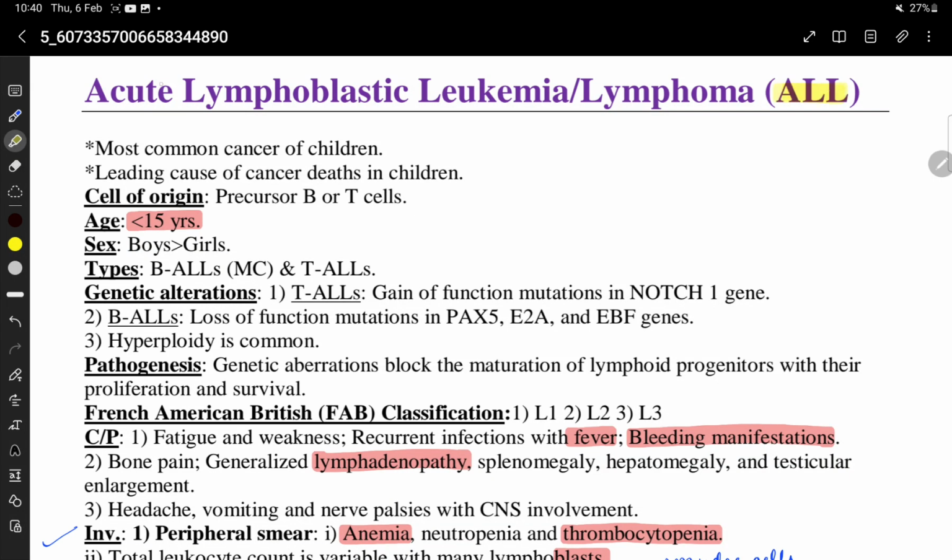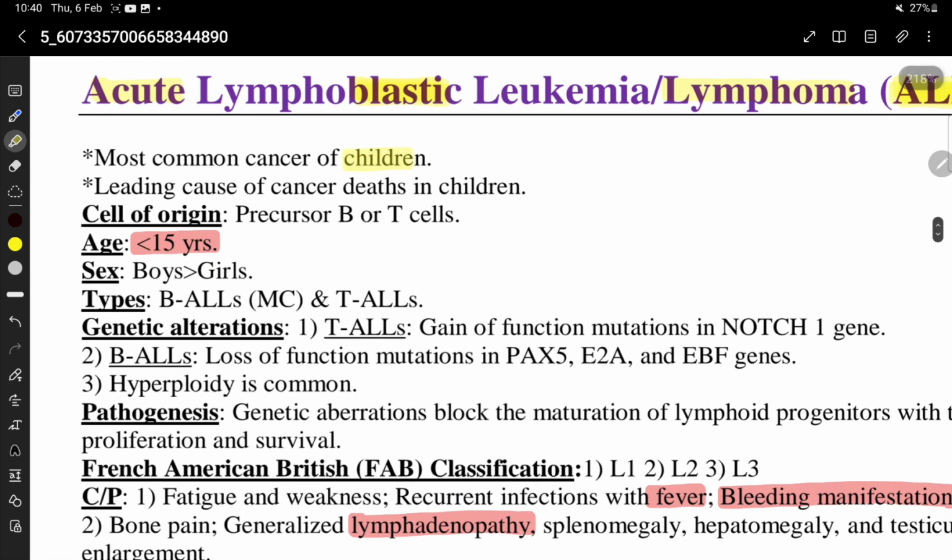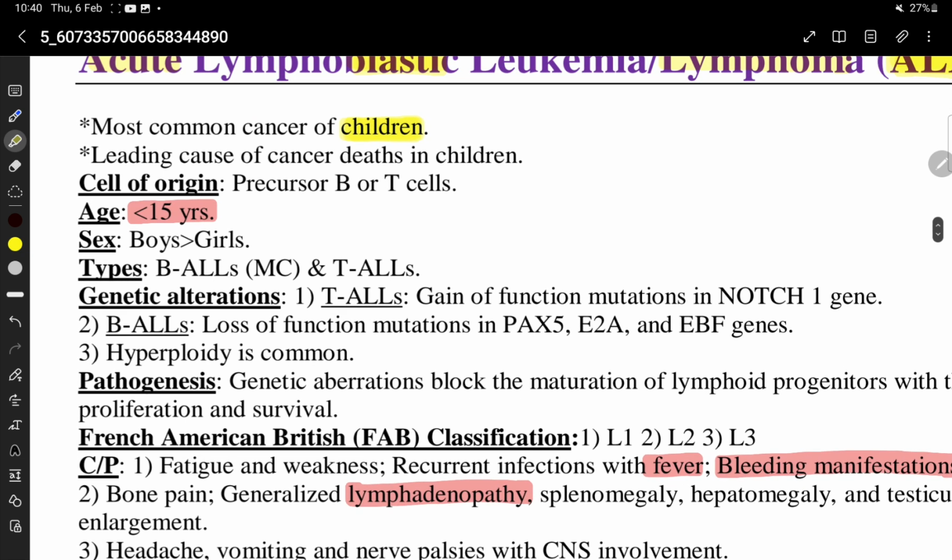ALL stands for Acute Lymphoblastic Leukemia or Lymphoma. It is the most common cancer of children. It is the leading cause of cancer death in children.